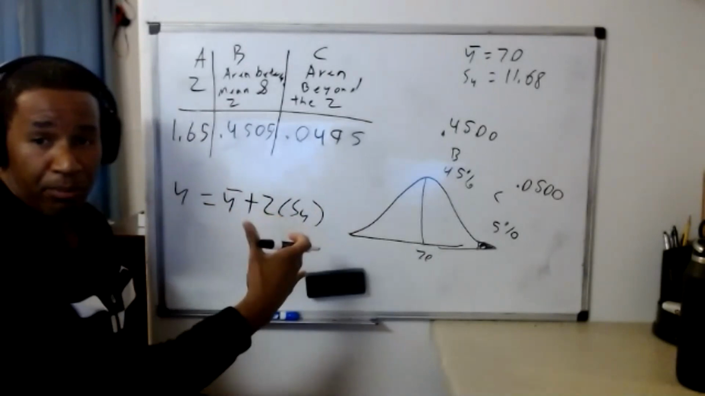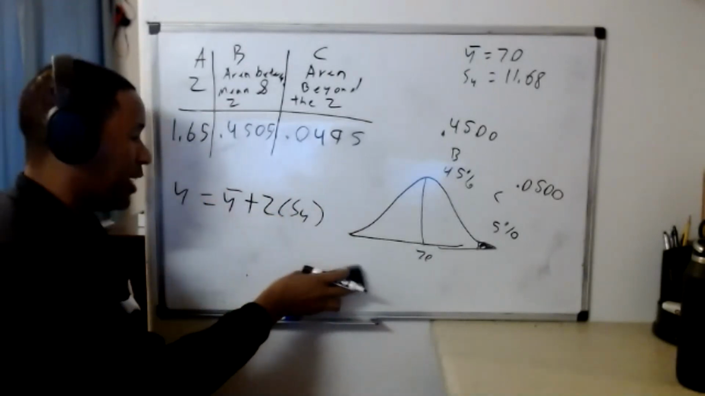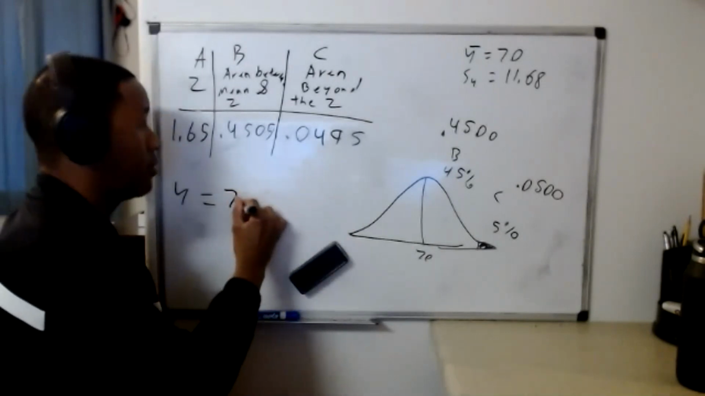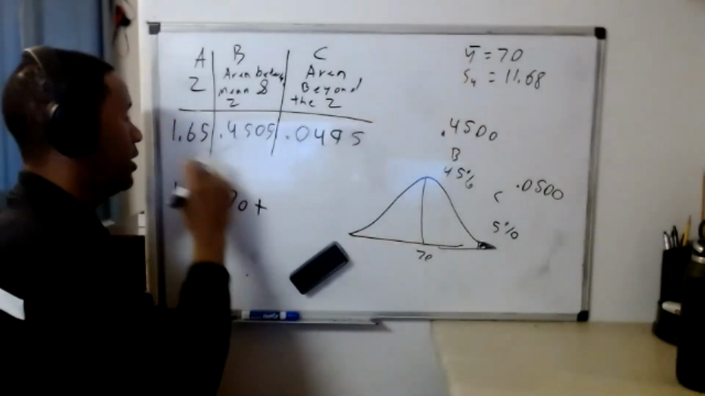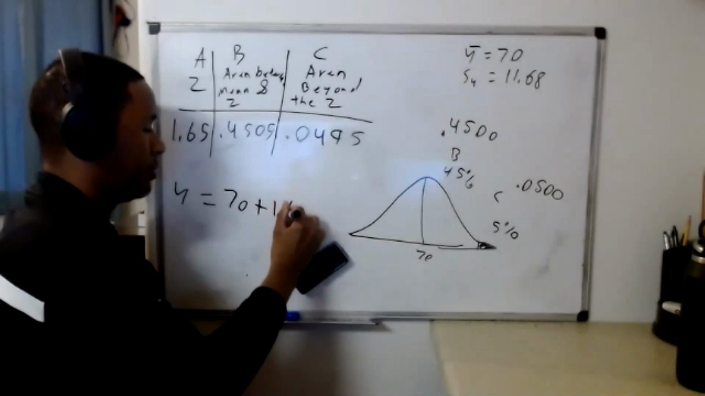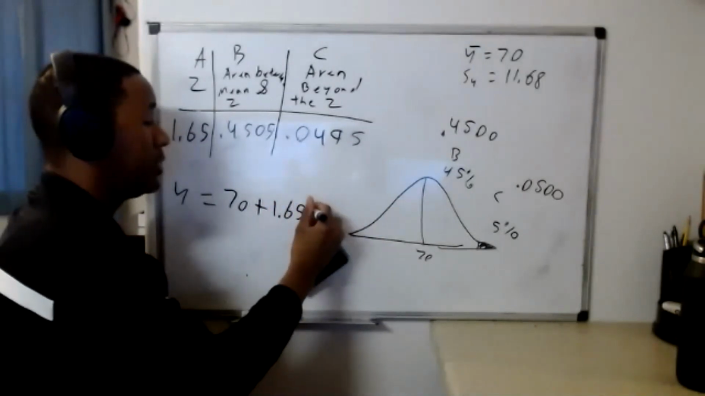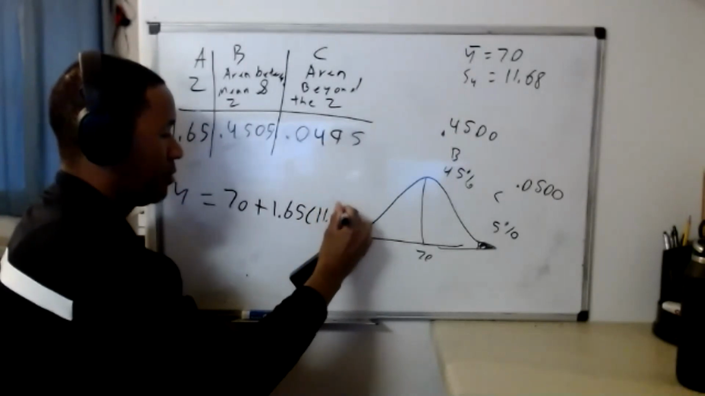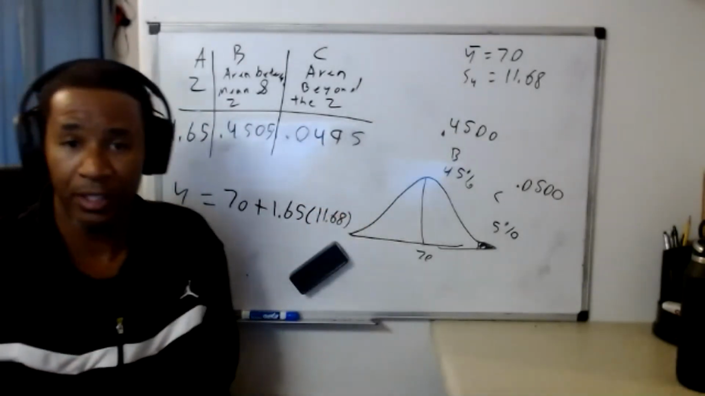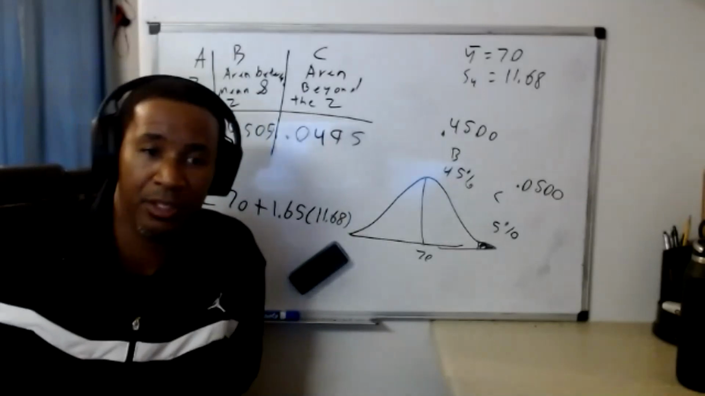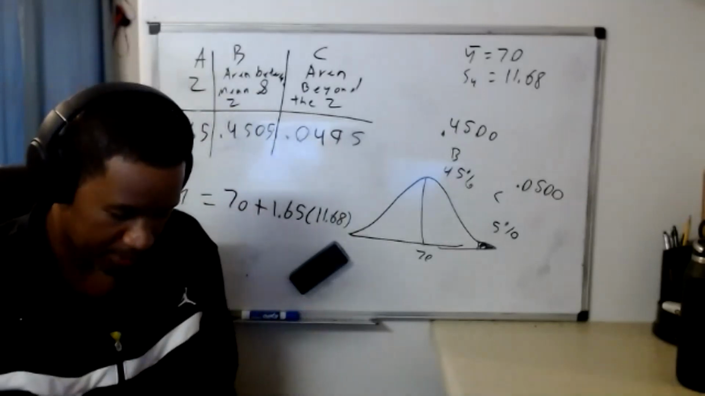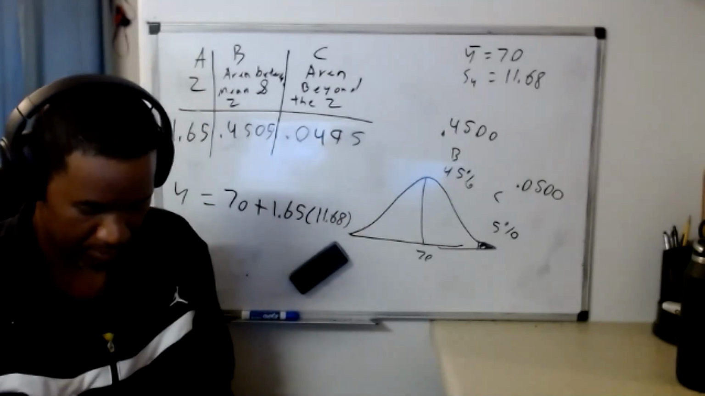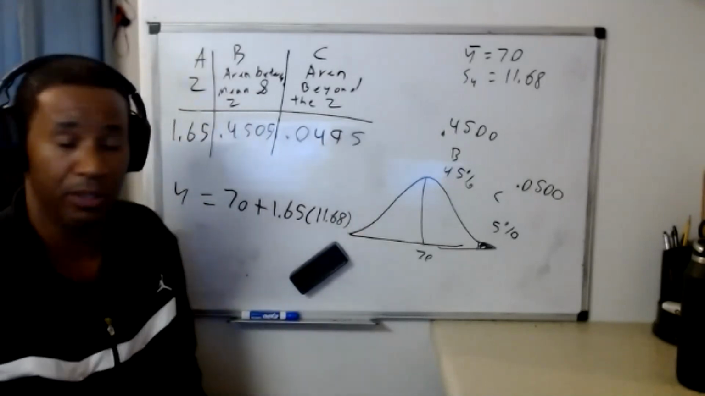Now we have all three components. We have the mean, which is 70, the Z, which is 1.65, and the standard deviation, which is 11.68. Here you want to follow the order of operations: 1.65 times 11.68. What is that going to give us? That is going to give us 19.27.